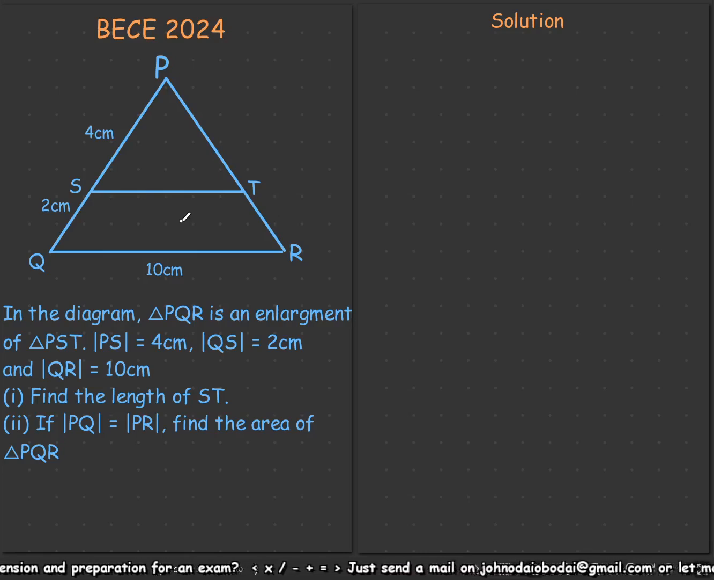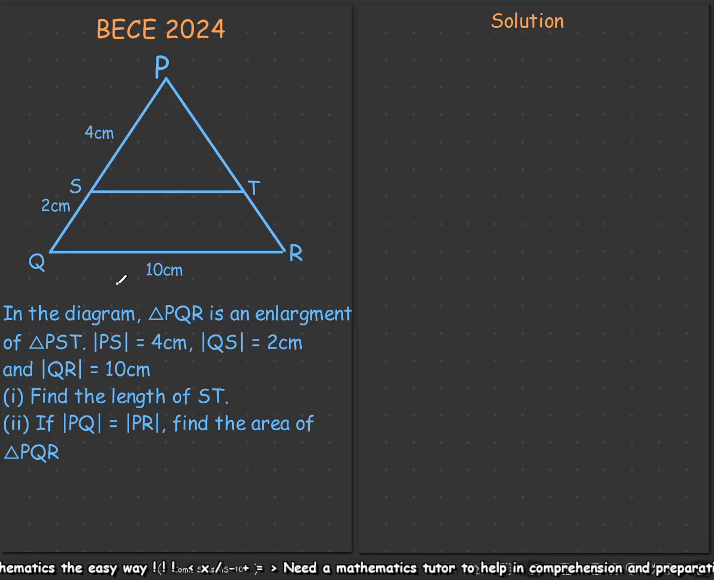Now, as you can see on the screen, it says in the diagram, triangle PQR is an enlargement of triangle PST. You see this small triangle and then the bigger triangle. PS, which you have over here, is 4 centimeters, and SQ is 2 centimeters. QR is 10 centimeters. So we have to find the length of ST. And if PQ is equal to PR, find the area of triangle PQR. So how do we go about this question?